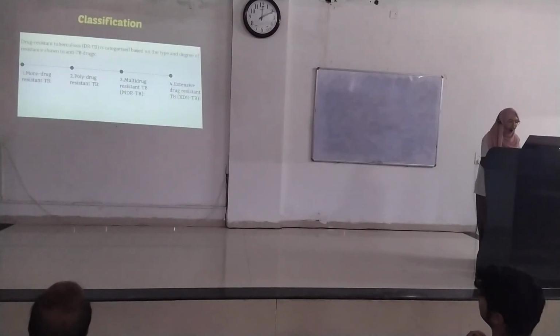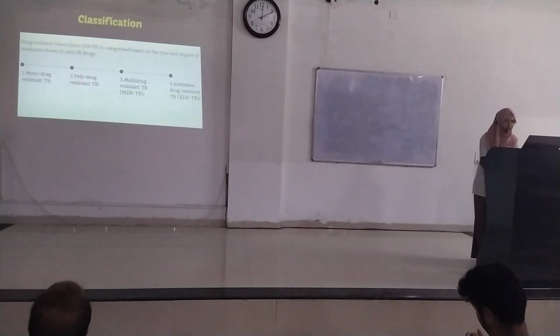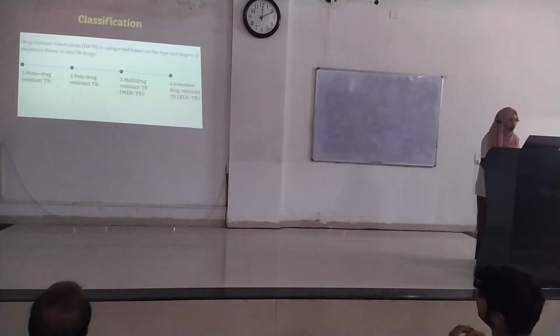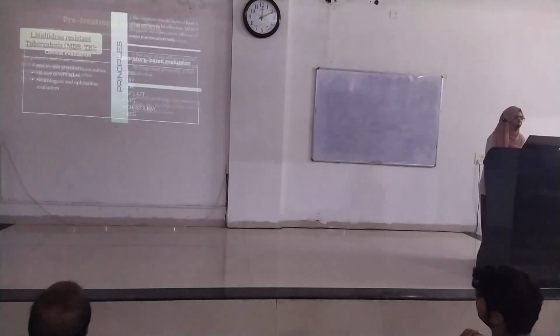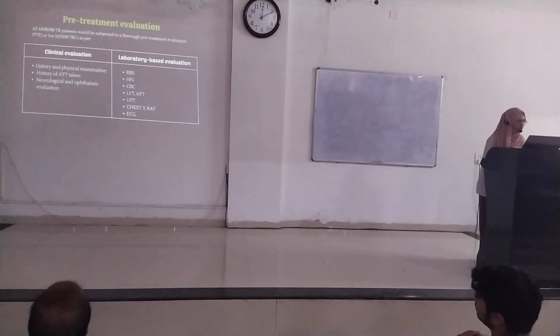So first, multidrug-resistant tuberculosis. In this, the patient's bacilli are resistant to rifampicin and isoniazid, with or without resistance to any other first-line anti-tubercular drugs. Before starting the treatment, the patient must undergo pre-treatment evaluation. This ensures safety, proper drug selection, and better outcome.